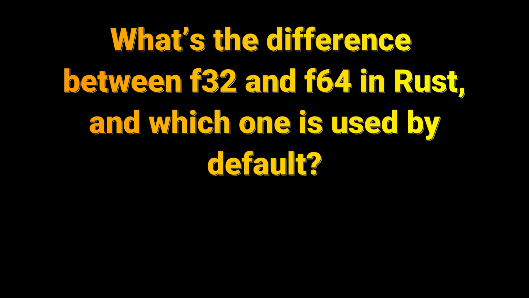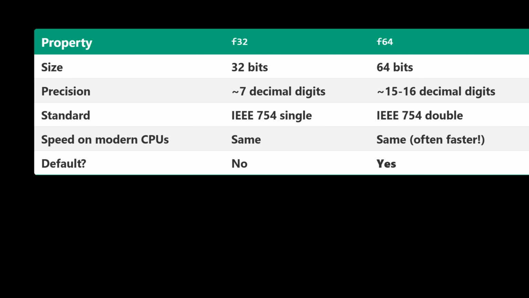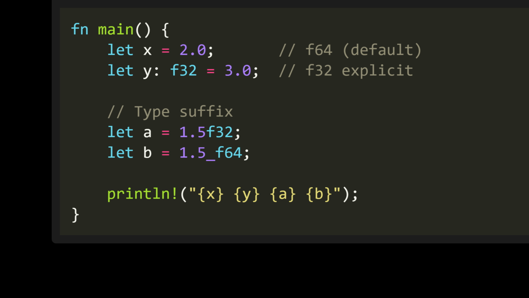What's the difference between f32 and f64 in Rust, and which one is used by default? The main difference is precision and size. f32 uses 32 bits and gives you about 7 decimal digits of precision. f64 uses 64 bits and gives you about 15 to 16 decimal digits of precision. On modern computers, both are similar in speed, and sometimes f64 is even faster. Rust uses f64 as the default for decimal numbers because the extra precision is usually worth it. You can still use f32 if you need it by writing the type explicitly.